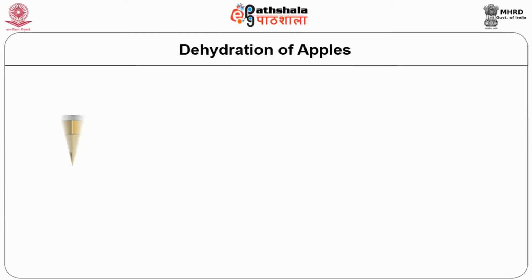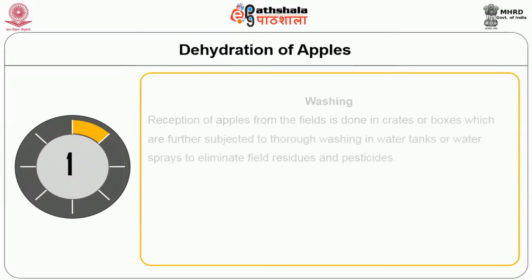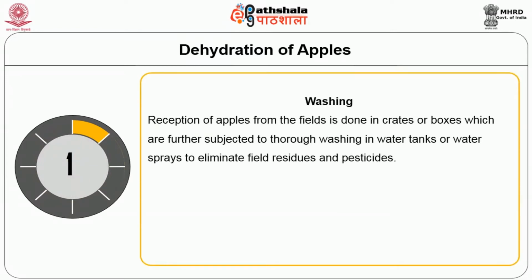Discussing the processing aspects, in fruit processing, artificial drying in conveyor band or tunnel dryers are applied to currants and peaches only. For fruits like apricots, apple rings, natural raisins, pears, the dry, blanch and dry method is employed. Discussing the dehydration of apples, the first step begins with washing. Reception of apples from the fields is done in crates or boxes, which are further subjected to thorough washing in water tanks or water sprays to eliminate field residues and pesticides.